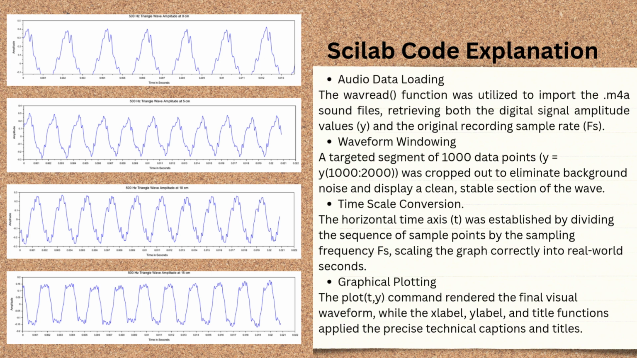Finally, we reached graphical plotting using the plot command in Scilab. It rendered the visual waveforms you see on the left side of the slide. We then utilized standard labeling functions like xlabel, ylabel and title to apply precise technical captions to each graph, giving us a clear visual representation of how signal peak amplitude visibly shrinks as distance increases.